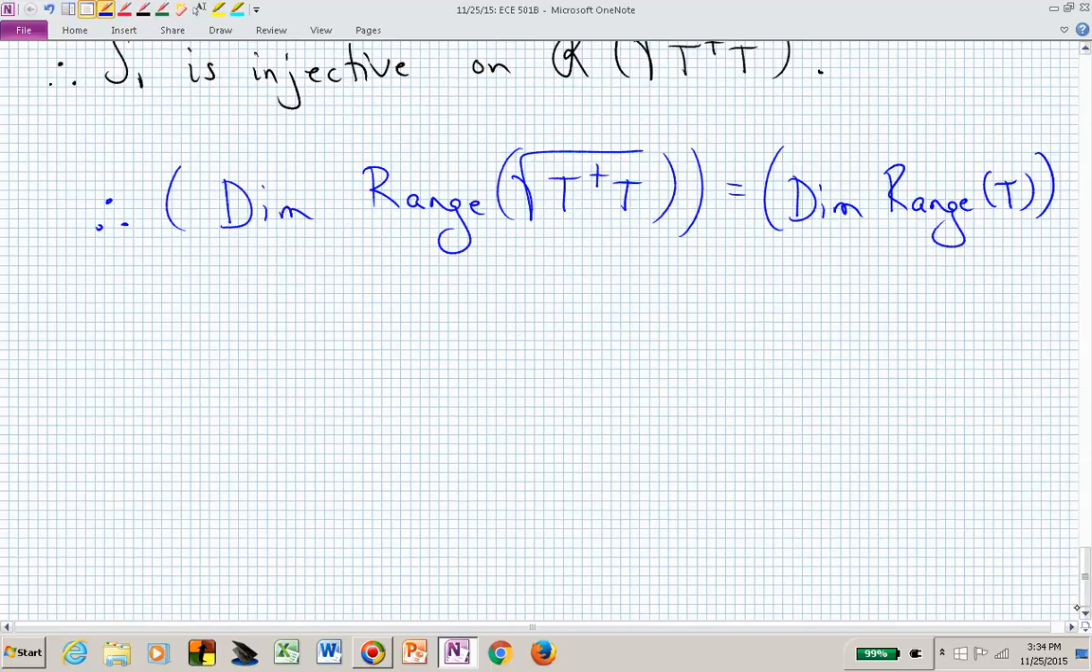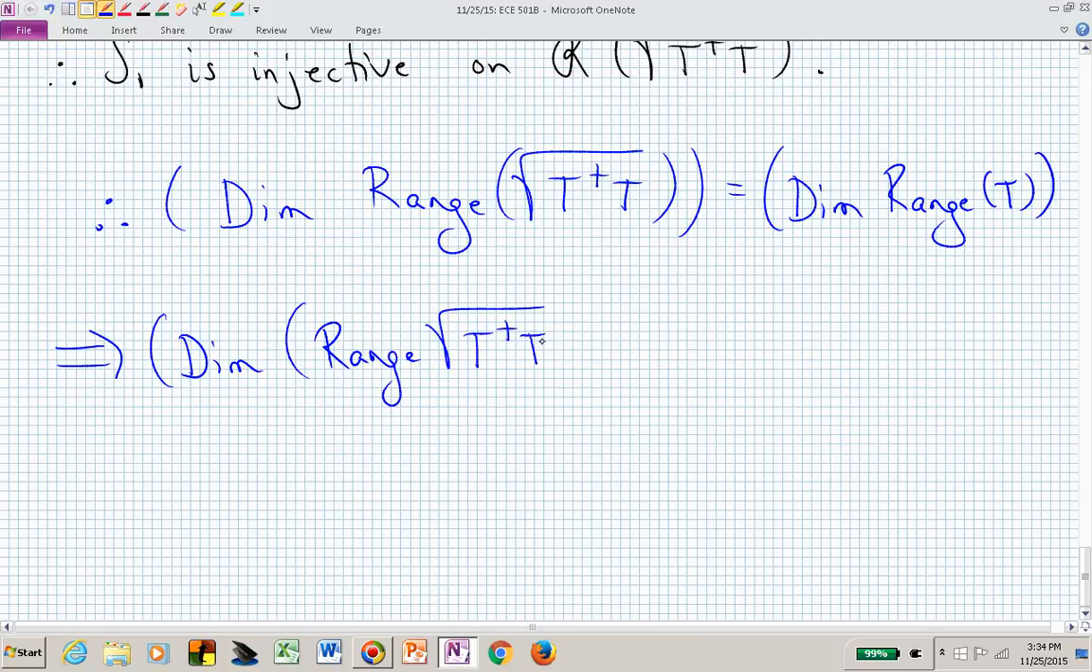If those two dimensions are the same, that then says that the orthogonal complements to those two range spaces have the same dimension also. So now we can say that the dimension of the range of the square root of T dagger T perp is equal to the dimension of the range of the orthogonal complement of T.